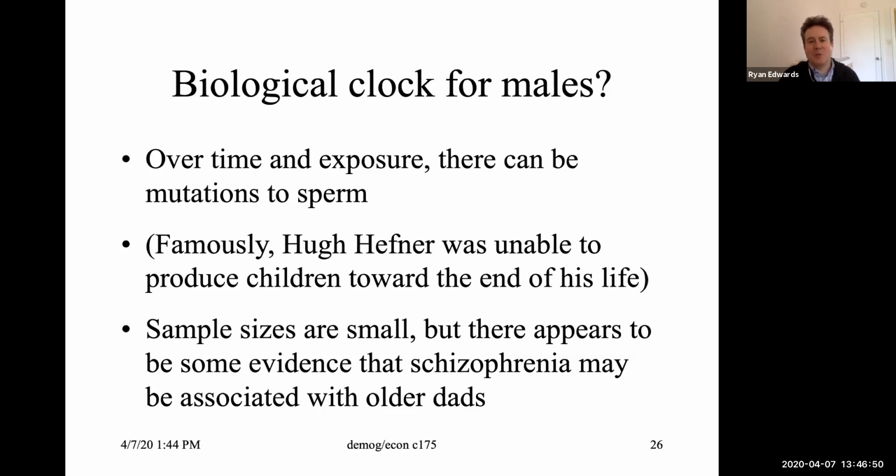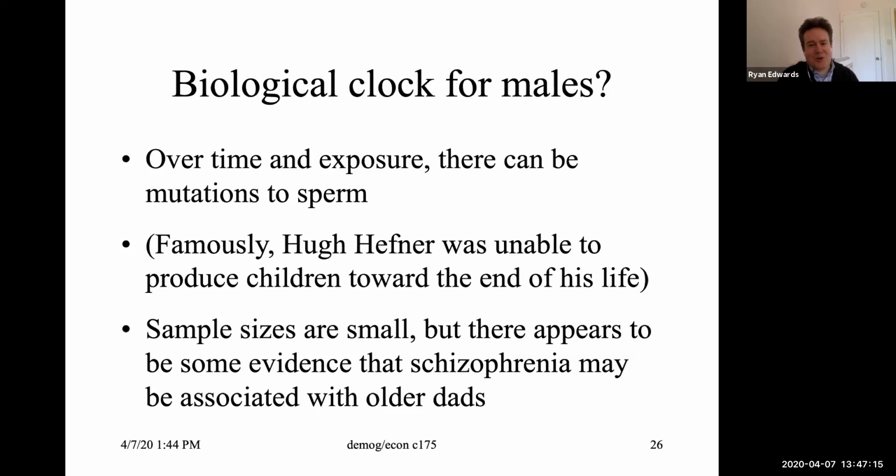And famously, if you remember who this is, and if you don't, that's perfectly fine, a guy named Hugh Hefner was unable to produce children toward the end of his life. He finally did get married, but of course, for many years he wasn't. I think he got married maybe twice or three times, but having children was important, and famously he was unable to do that. And the thing is, you get old enough and sometimes things sort of wear out.